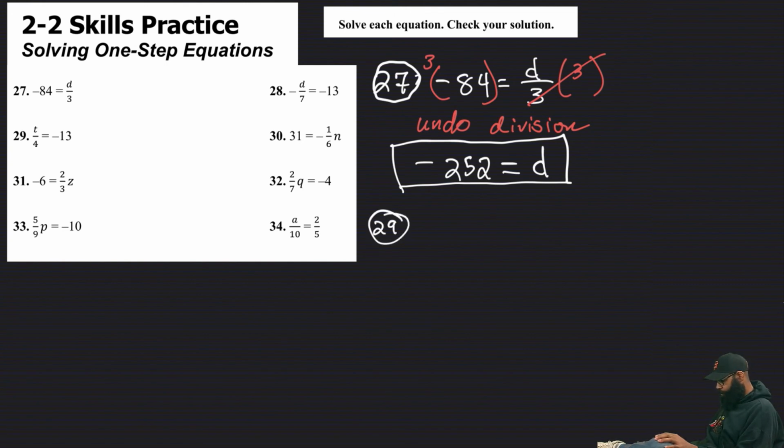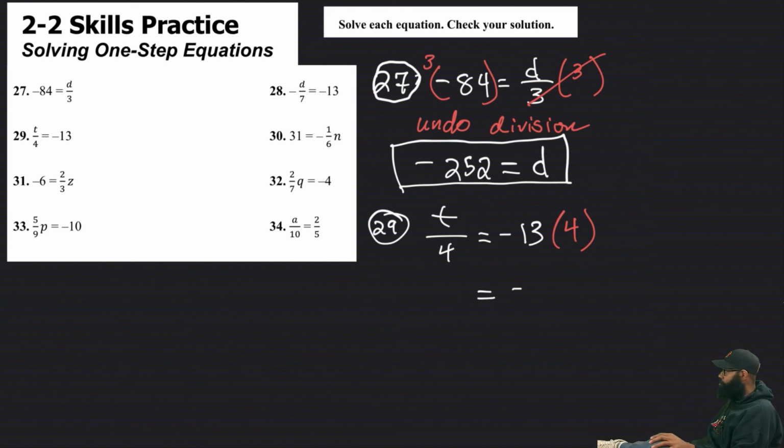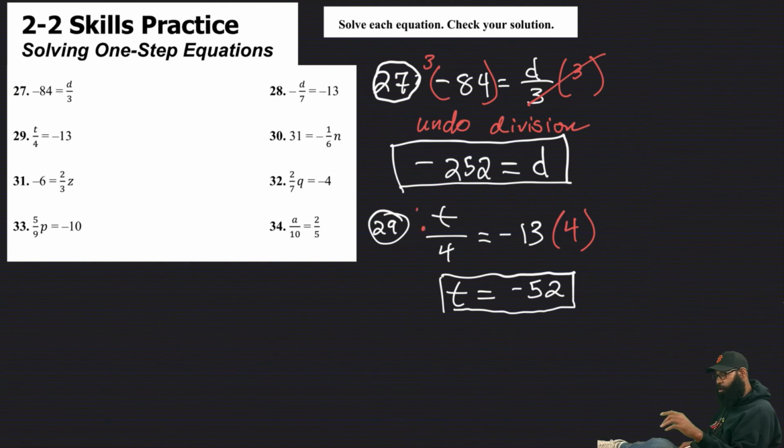So in 29, T divided by 4, and you say right there, T divided. What's the opposite of dividing? Multiplying. So I'm going to multiply both sides by whatever they're dividing the variable by, 4. So in this scenario, negative 13 times 4 is your answer, negative 52. And then the other side, you just cancel the 4's. T. Multiply both sides by 4. Told you you'll get that. Now, that's it. That's 27, 29.